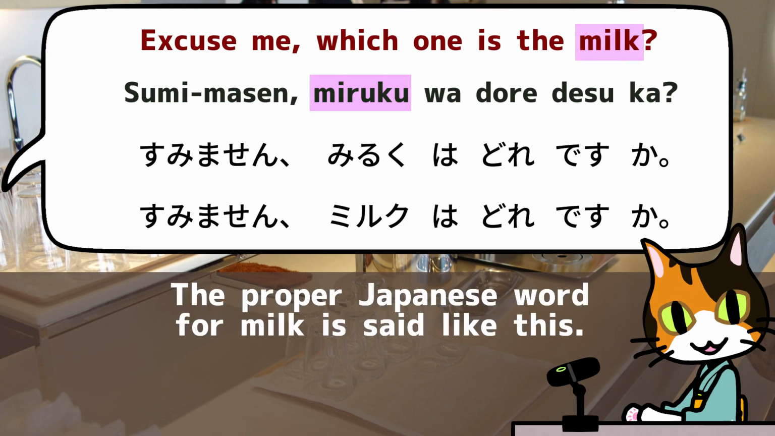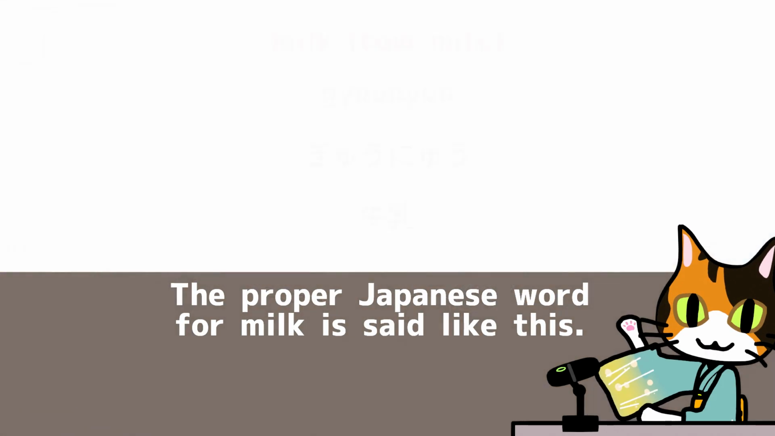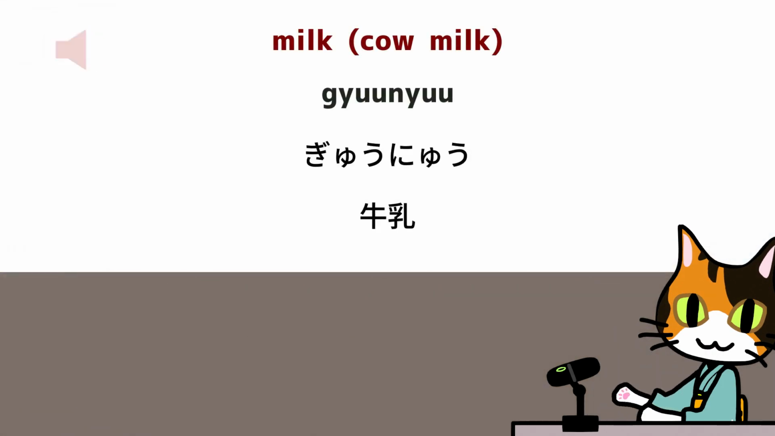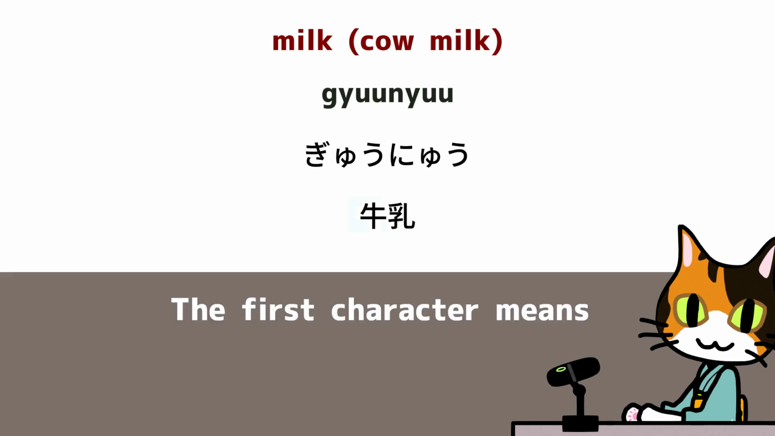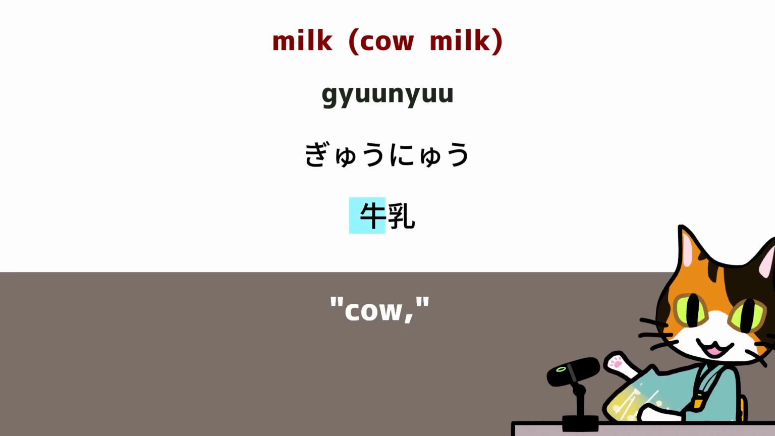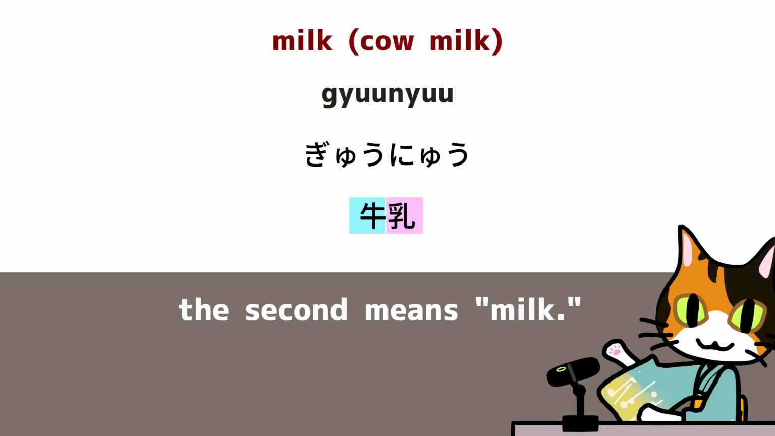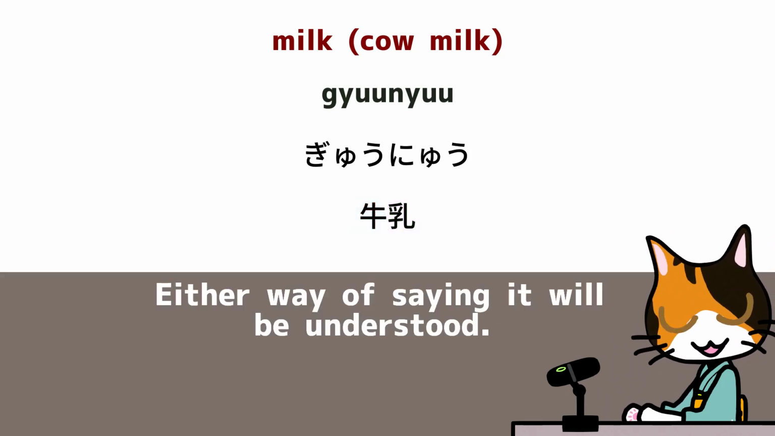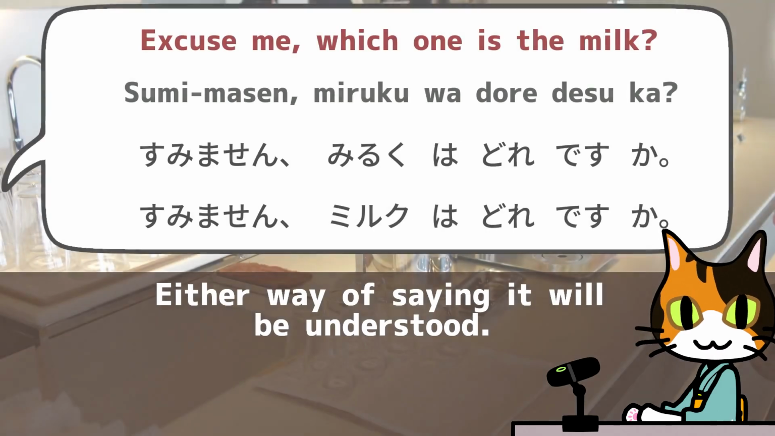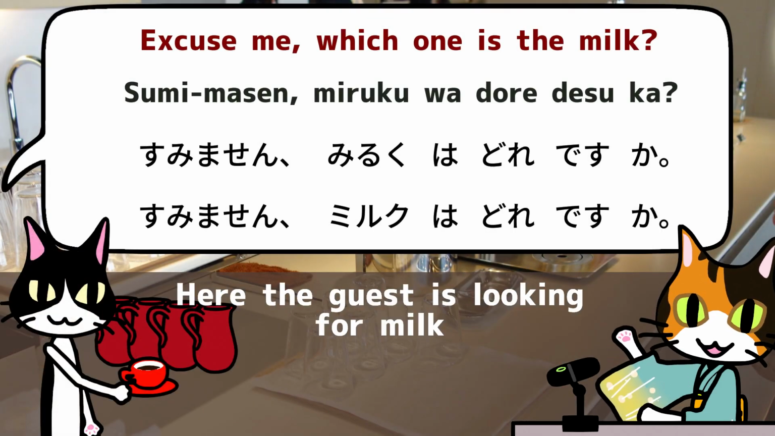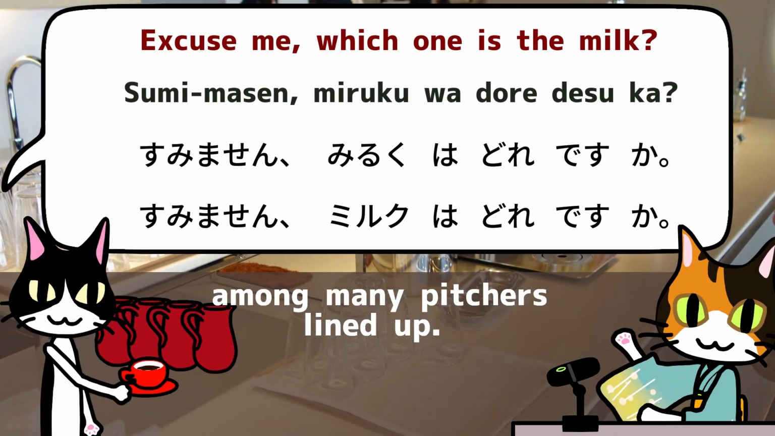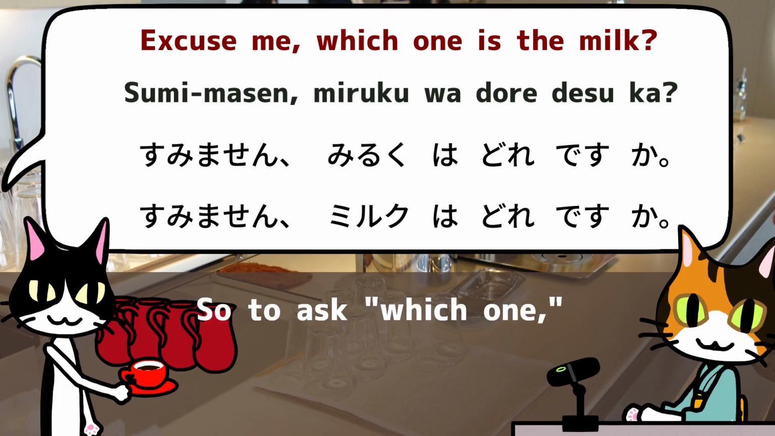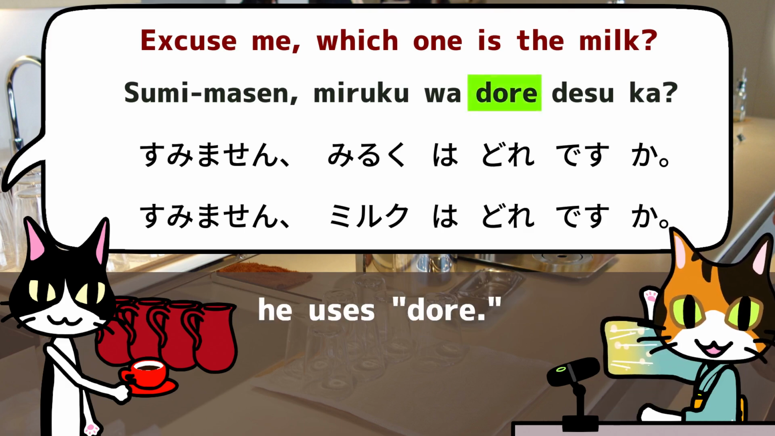The proper Japanese word for milk is said like this. 牛乳。 The first character means cow, the second means milk. It literally means cow's milk. Either way of saying it will be understood. Here the guest is looking for milk among many pitchers lined up. So to ask, which one, he uses, Dore.